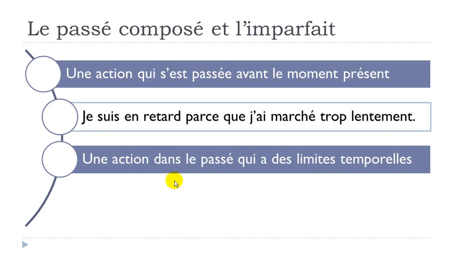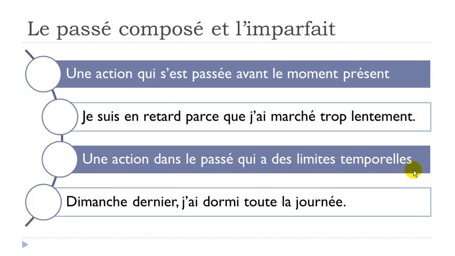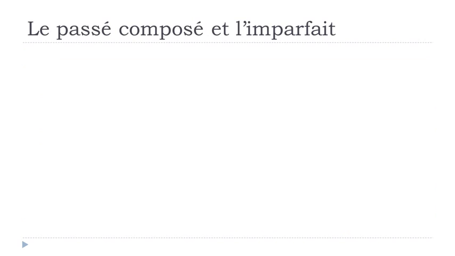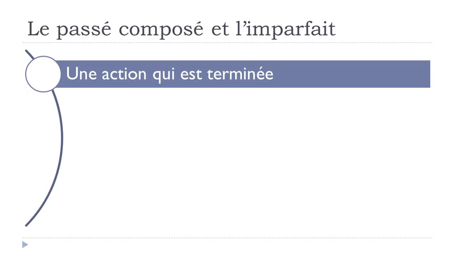Then, une action dans le passé qui a des limites temporelles. Okay? So it's an action that took place in the past, all right? But then you've got some clear limits when it started or when it ended. And the example here, dimanche dernier, j'ai dormi toute la journée. Dormir is to sleep. So this is here the passé composé form. Toute la journée, all day long. So you've got clearly a limit, toute la journée. You know exactly when it stopped. All right? Une action qui est terminée.